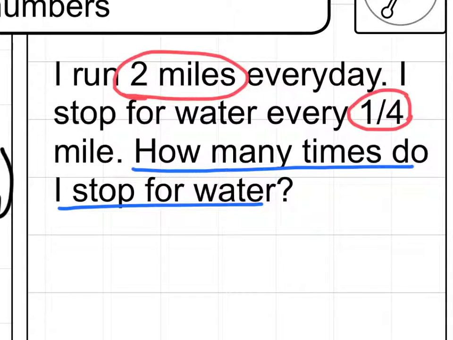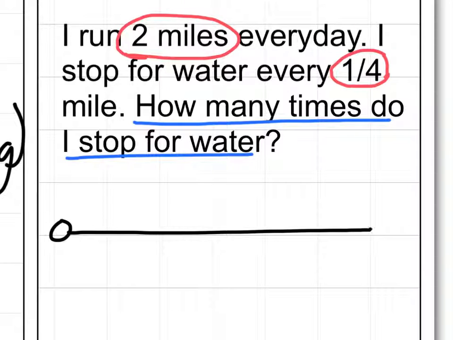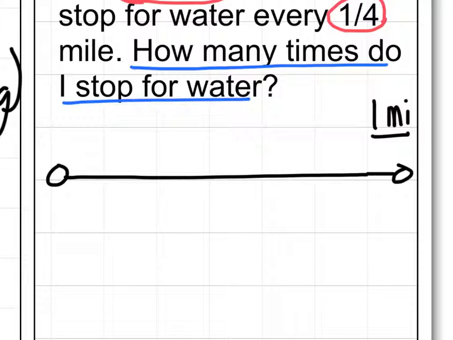So not too bad. For this problem, instead of looking at the algorithm first, I want to draw it out. I'm going to grab my pencil here, and you're going to do this in your book. You will follow along with me because you will be turning this in tomorrow. So I'm going to draw this line, and that's going to represent 1 mile. And I am running 2 miles, so I'll draw one more of those lines.